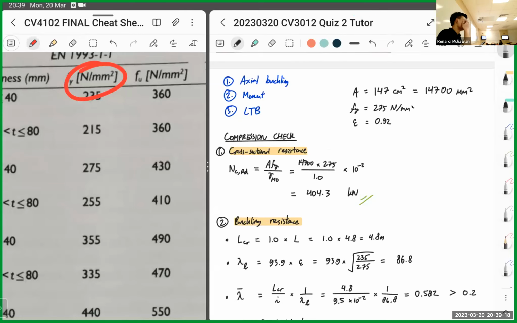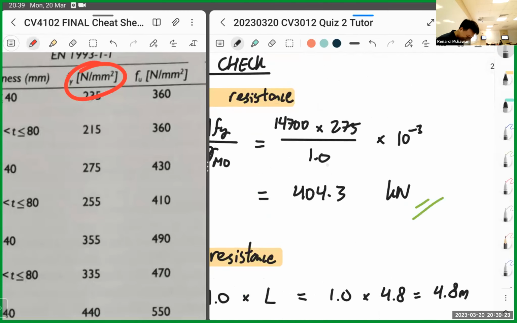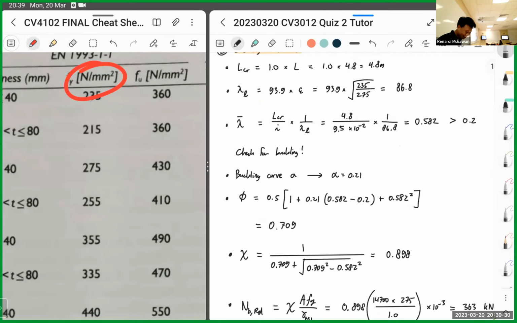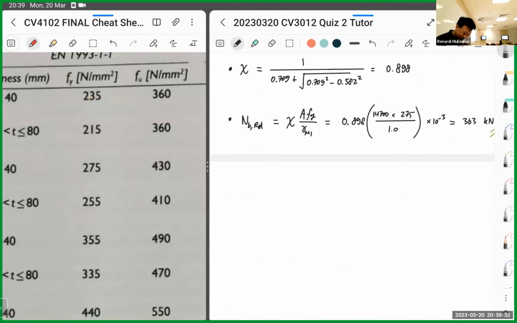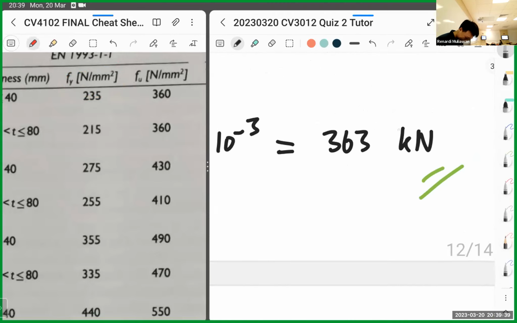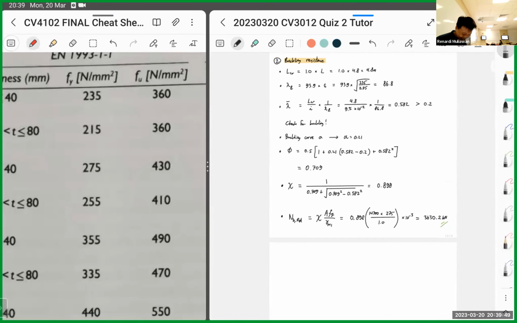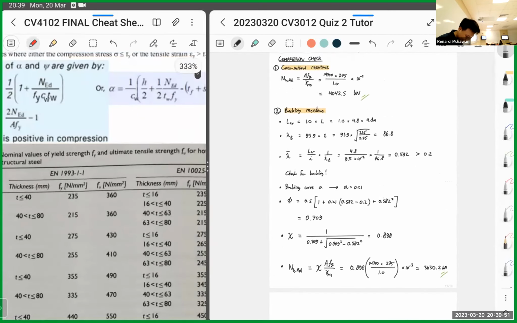Oh, guys, I see, I read the decimal point wrong. It's 404.25. My writing is correct, I just read it wrong. So this is 3630.2. This makes more sense. And that, guys, is how you cross check. Now we have the buckling and cross-sectional resistance.